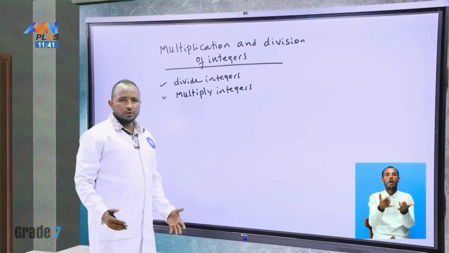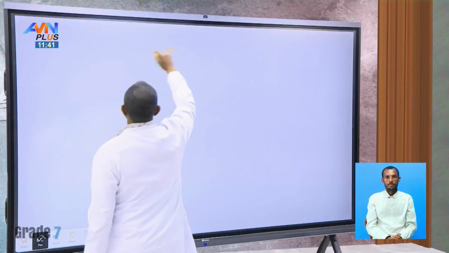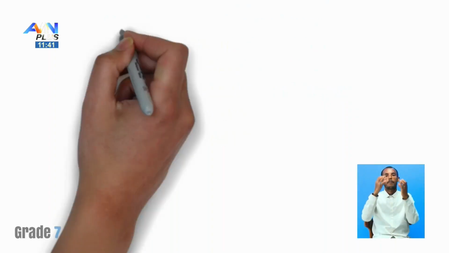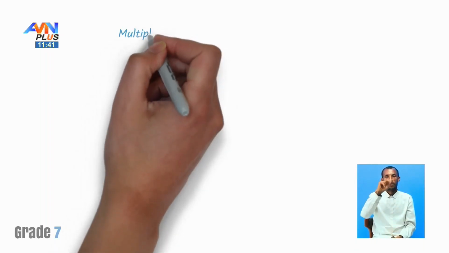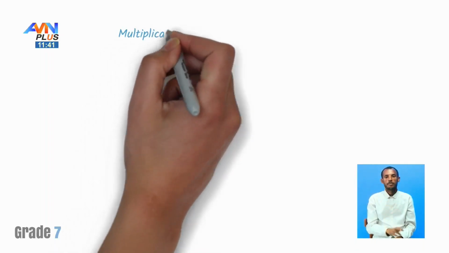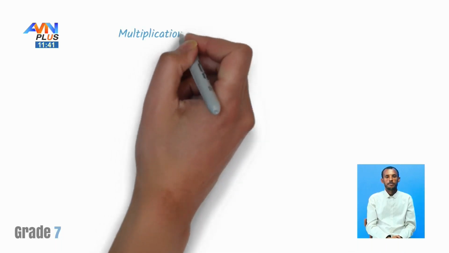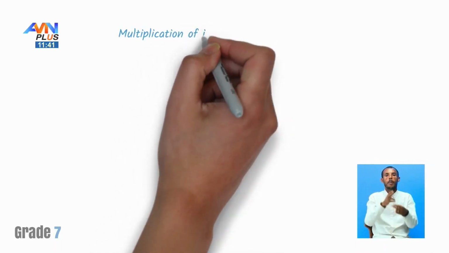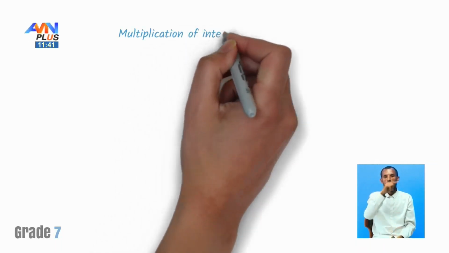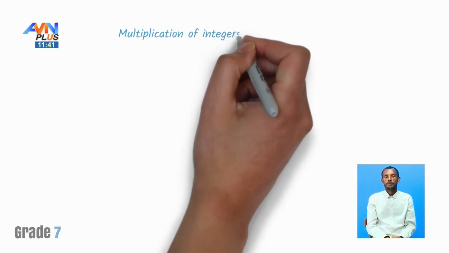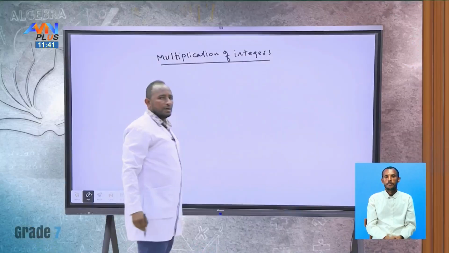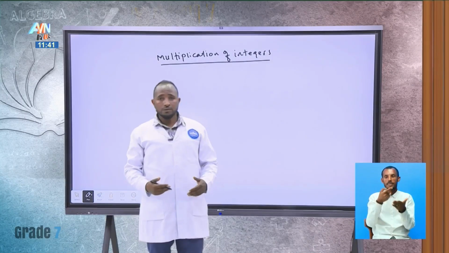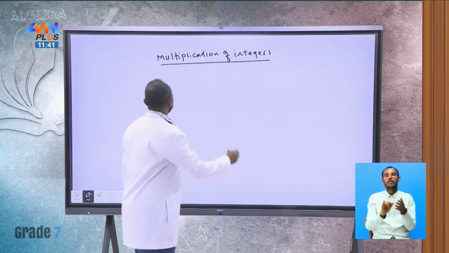Now, let's proceed to the lesson. The first part, multiplication of integers. Okay, let's see this through example.